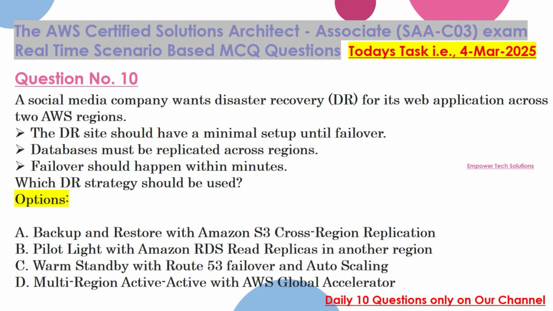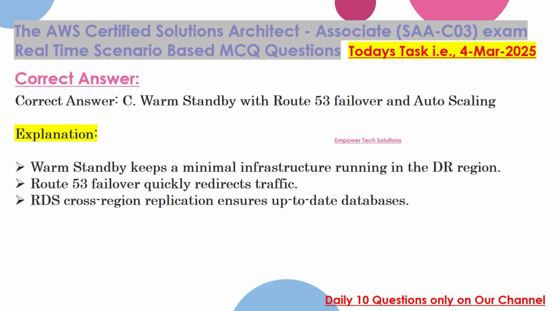Options: A. Backup and restore with Amazon S3 cross-region replication. B. Pilot Lite with Amazon RDS read replicas in another region. C. Warm standby with Route 53 failover and auto-scaling. D. Multi-region active-active with AWS Global Accelerator. Correct answer, C. Warm standby with Route 53 failover and auto-scaling.